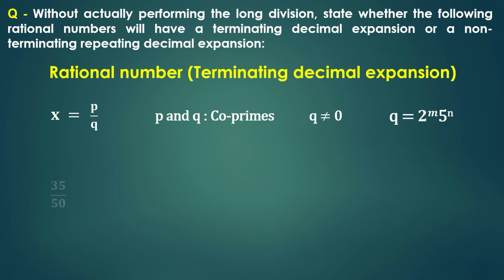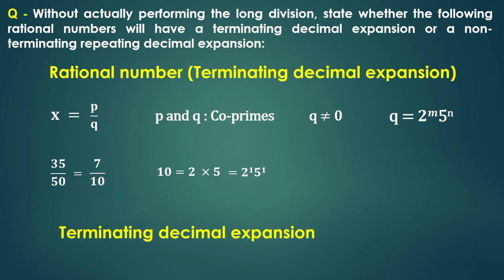Moving on to the next number, which is 35 by 50. Again, 35 and 50 are not co-prime numbers because 5 is a common factor. So, we will divide both the numerator and the denominator by 5. So, we will get 7 by 10. 10, which is the denominator, can be represented as 2 into 5, which is 2 to the power 1 into 5 to the power 1. So we can see that the denominator 10 can be represented in the form 2 to the power m into 5 to the power n. Therefore, the number 35 by 50 is a terminating decimal expansion.